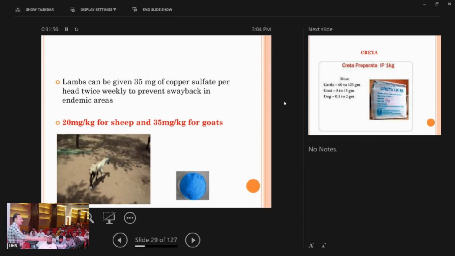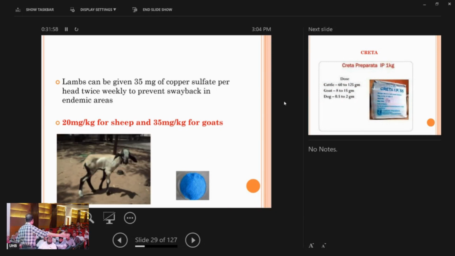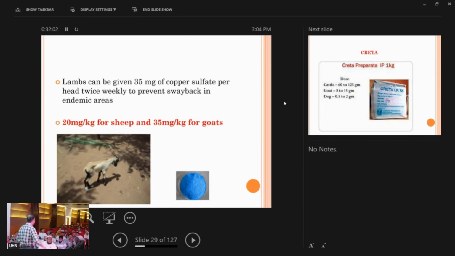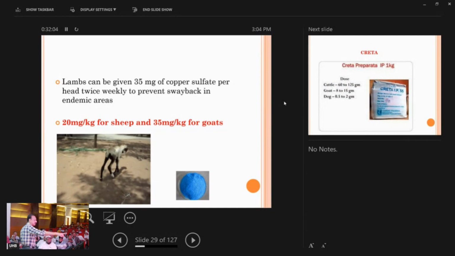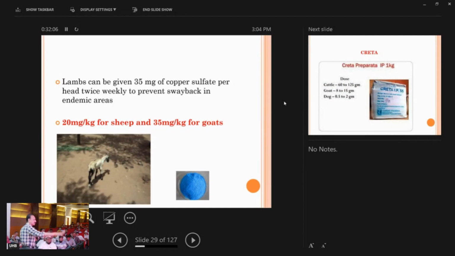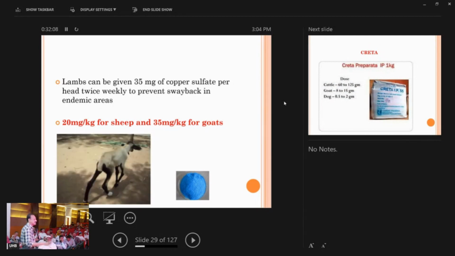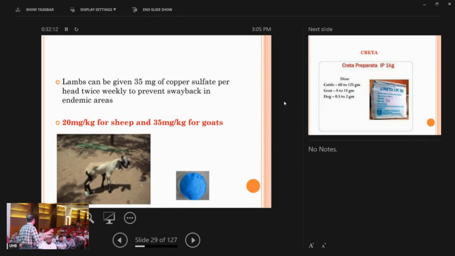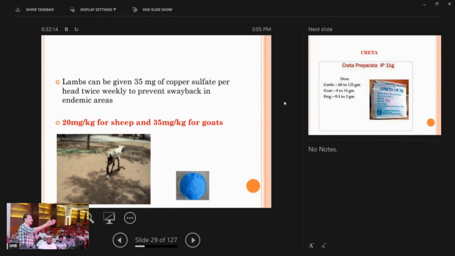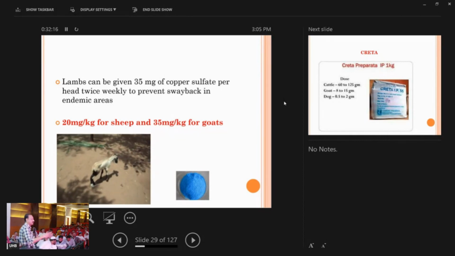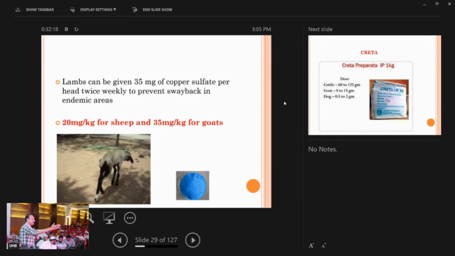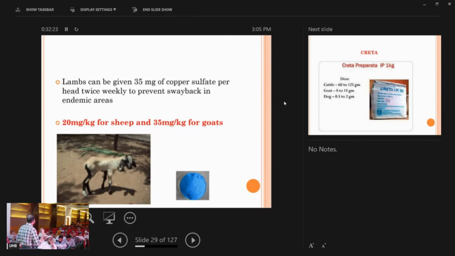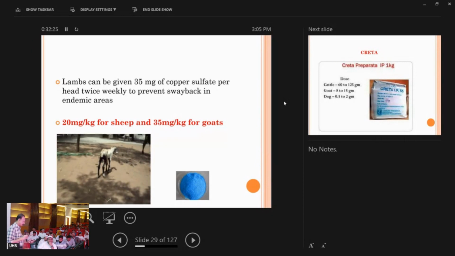Sometimes you would have seen lambs or kids walking with jerky movement. Hind weakness, and they will be walking like this with hind incoordination. This is nothing but enzootic ataxia due to copper deficiency, or swayback. It's a nutritional deficiency, so you can supplement copper: 20 milligram per kg for sheep and 35 milligram per kg for goat. Slowly the signs will recover. It's enzootic ataxia, swayback.